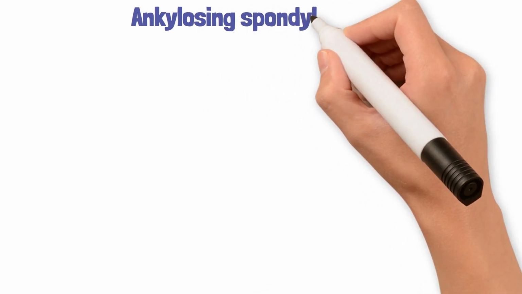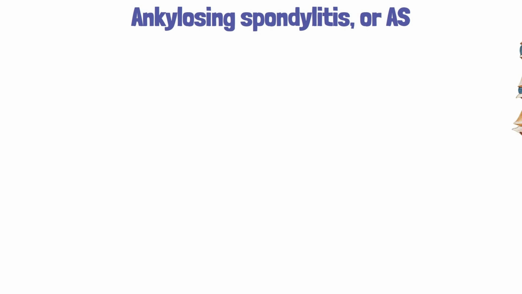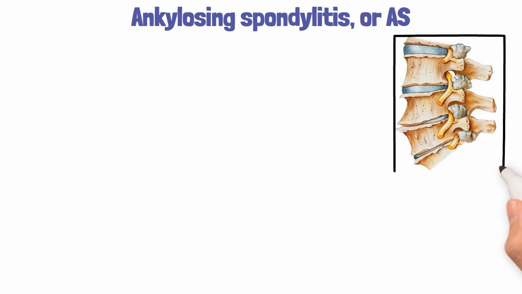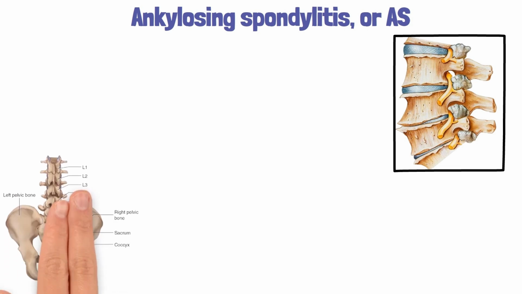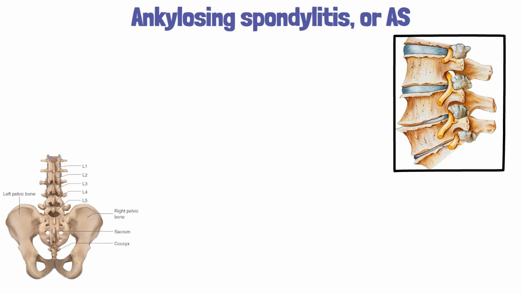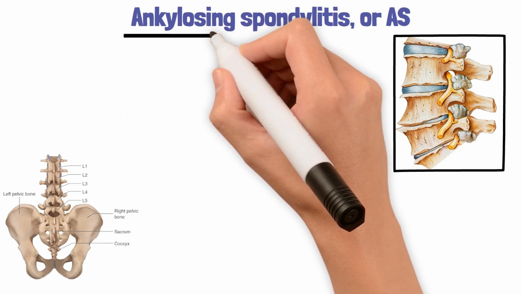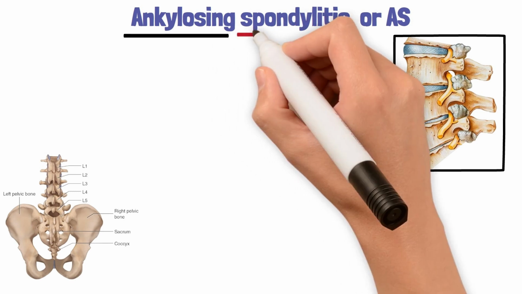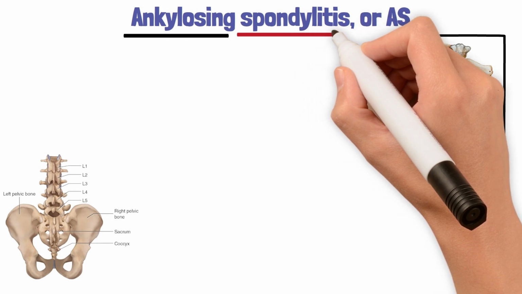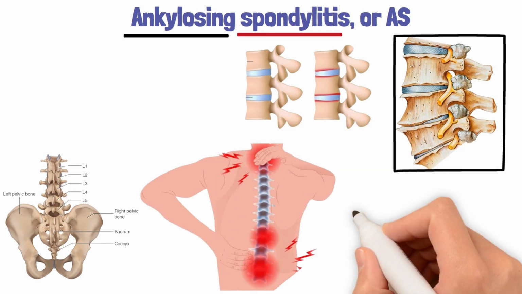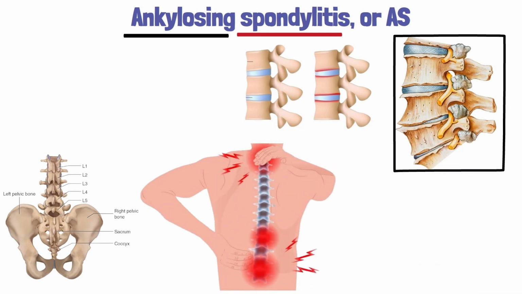Ankylosing spondylitis, or AS, is a type of arthritis that primarily affects the spine. It causes inflammation and pain, particularly in the lower part of the back, where the spine meets the pelvis. The term ankylosis refers to the fusion of the joints, while spondylitis means inflammation of the spine. This condition is part of a broader category known as axial spondyloarthritis, which involves inflammation in the spine and can affect other joints in the body.